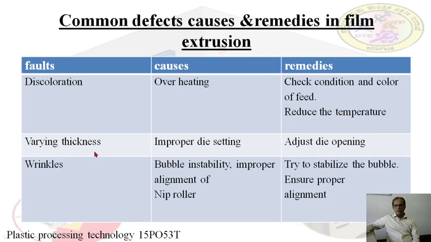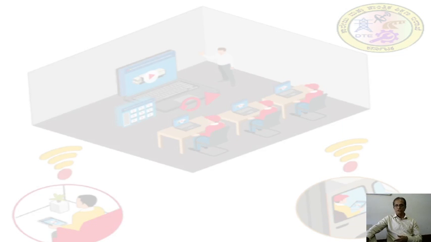temperature. Varying thickness, improper die setting is the reason, and we have to adjust the die opening. Wrinkles, bubble instability, that is the problem. What you have to do is align the nip rollers, and the bubble which is going to jump and move like this, we have to stabilize it and ensure proper alignment.